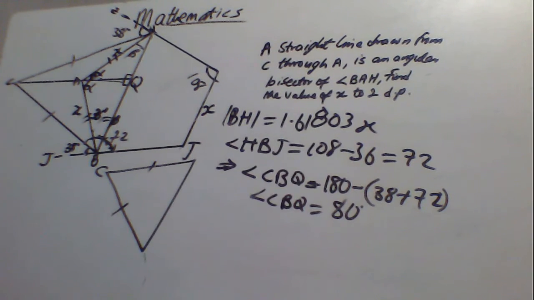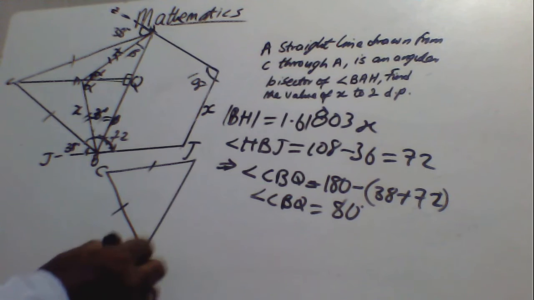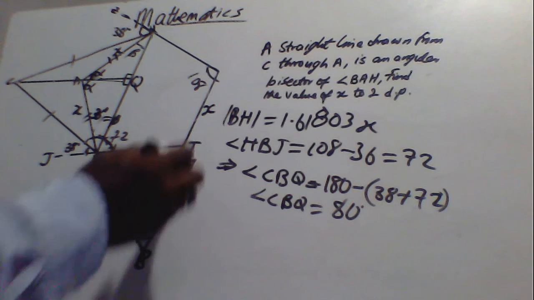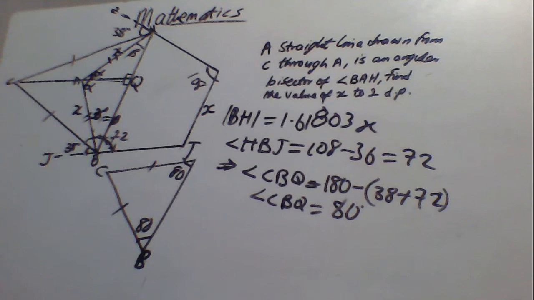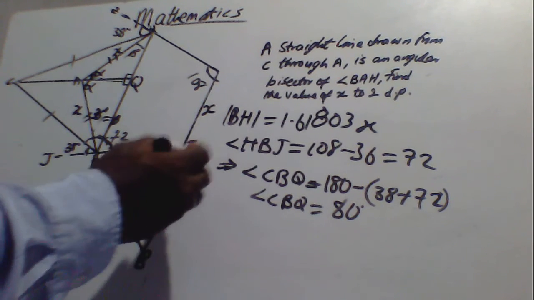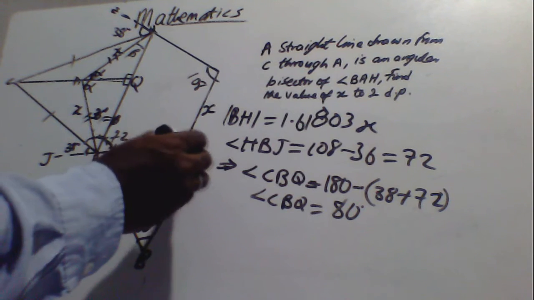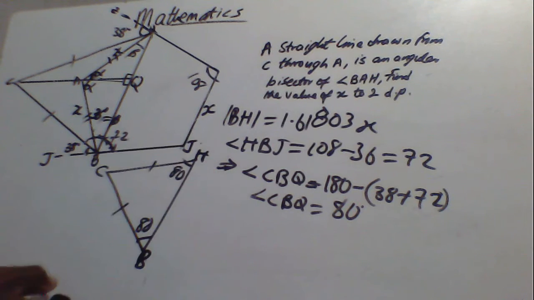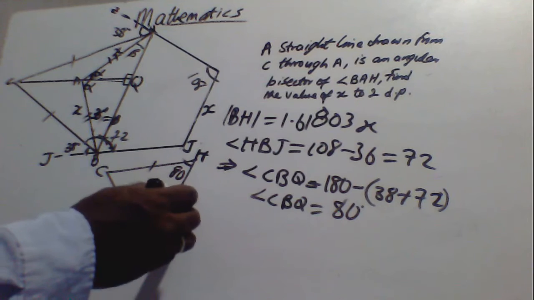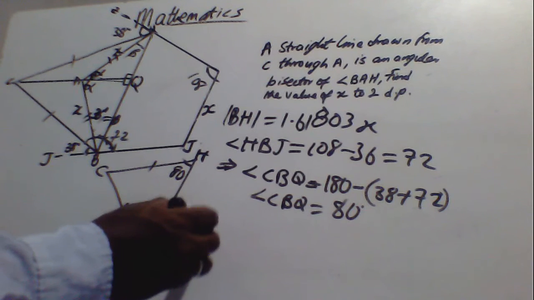So having gotten 80, the next thing you have to do is to use sine rule. This angle is 80 degree, here is also 80 degree, and mind this J is for this side, here is H. So we have gotten this BH to be 1.61803x.